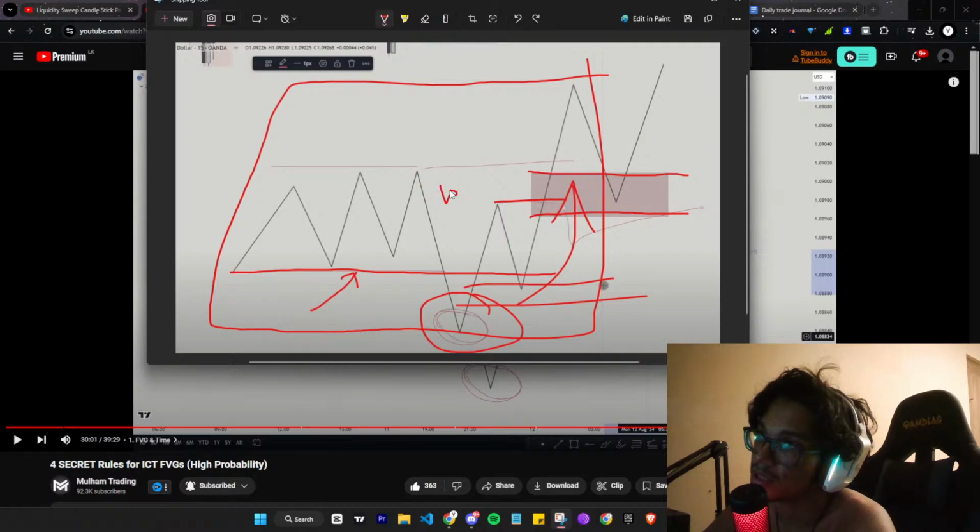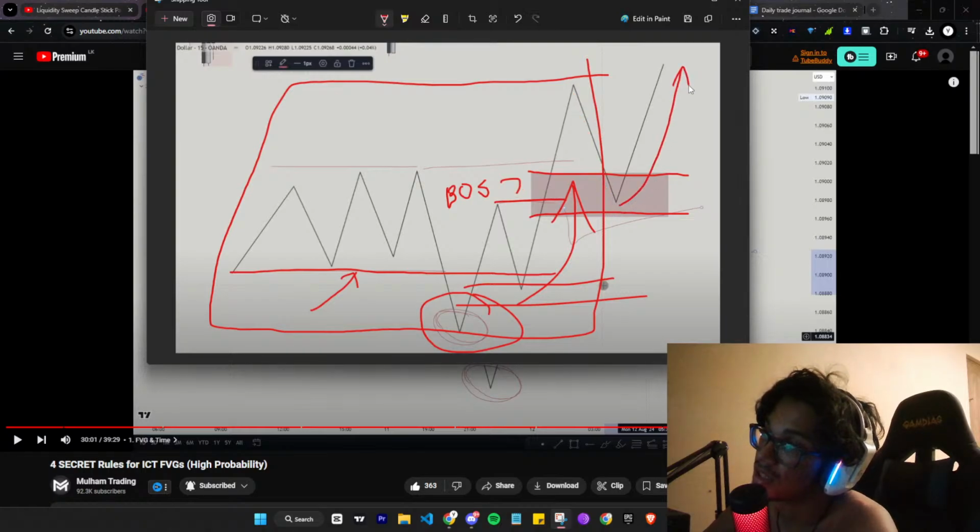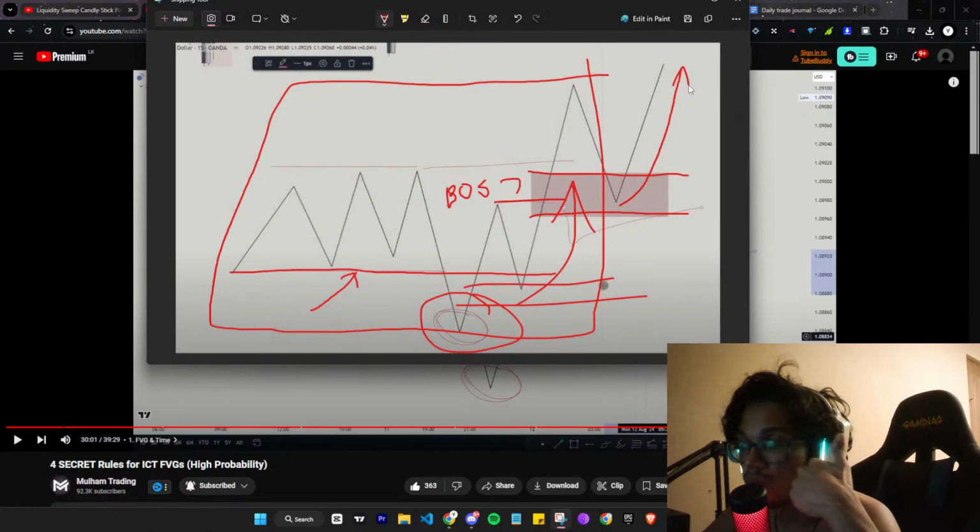So if I say BOS, you can see that this is the breaker structure, and then we have the breaker structure. It sweeps this liquidity right after, and then it retraces back to the fair value gap where it's a high probability trade towards the upside. Now this is what we consider a good trade.